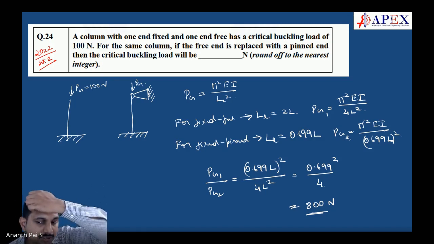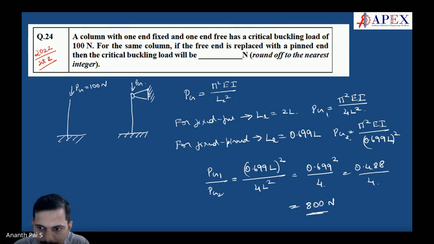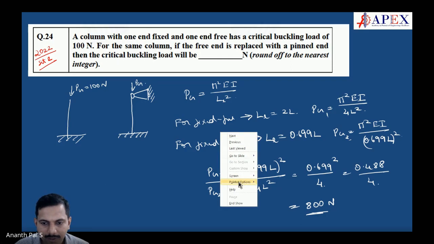Correct. So 0.699 square is what? 0.488. So it is 400 divided by... so P critical 2 is 400 divided by 0.12. So it will come 800, right? So 800 Newton is the right answer, students. I hope you got that.